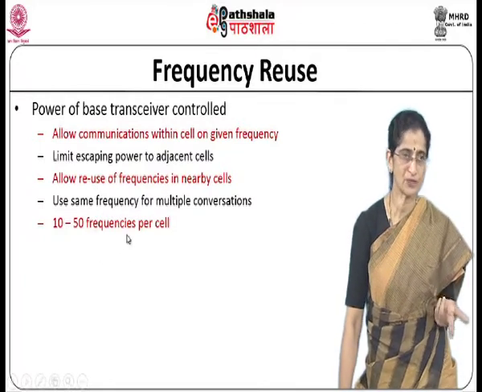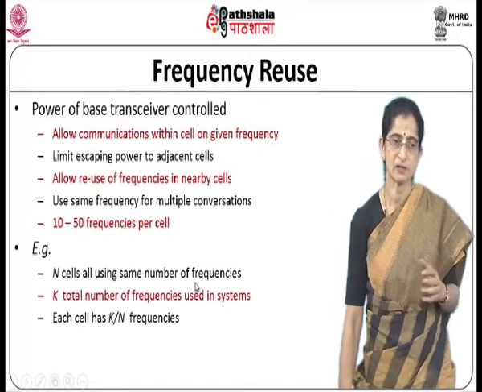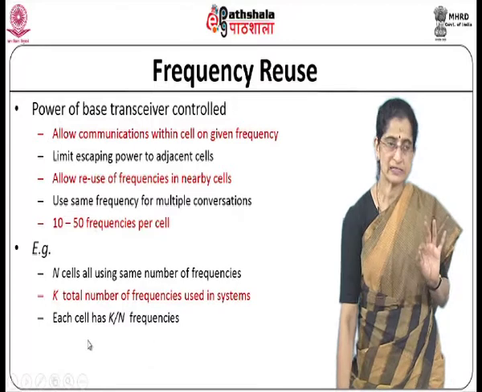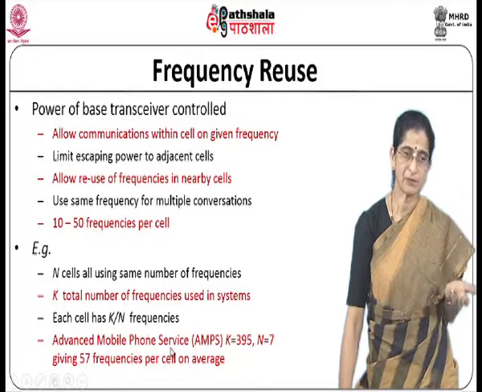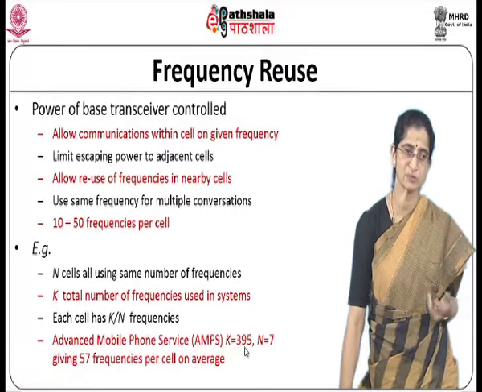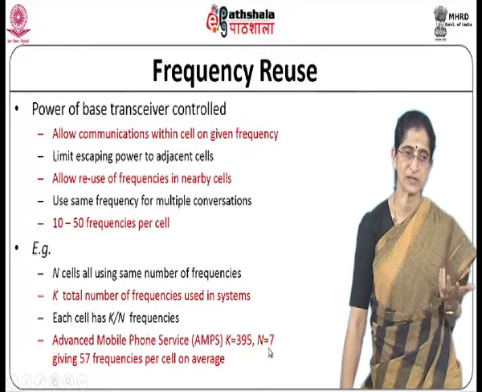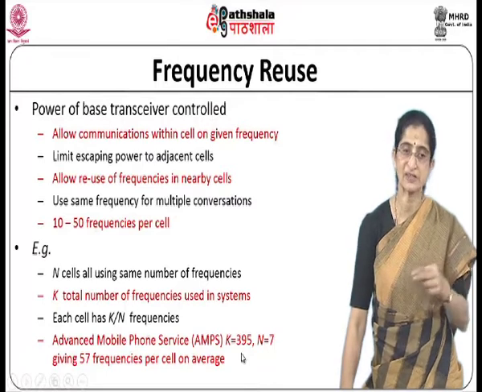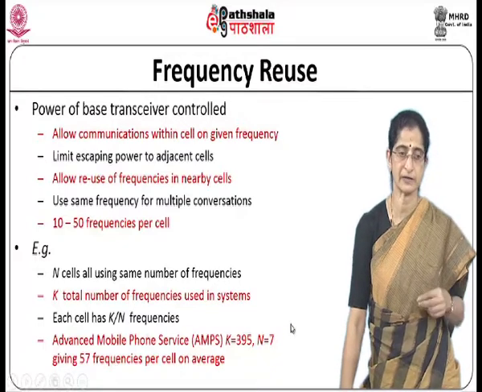Typically we have about 10 to 50 frequencies per cell. For example, if you had n cells all using the same number of frequencies, and k is the total number of frequencies used in the system, each cell, let us say, has k by n frequencies. Now, for instance, in AMPS, the first generation cellular networks, you could have a value of k as 395, which means the total number of frequencies available is 395, and you had n equal to 7 cells sharing the set. We will see how these 7 cells are actually chosen. So, totally you get about 57 frequencies per cell on average. So, this is the idea.